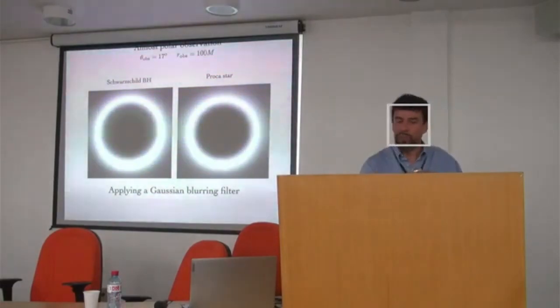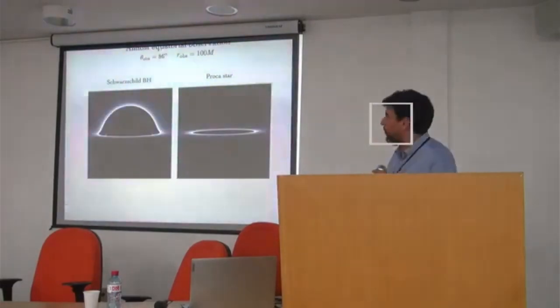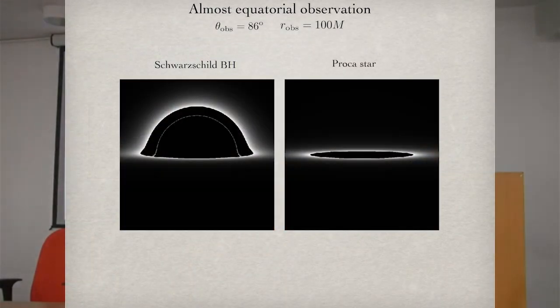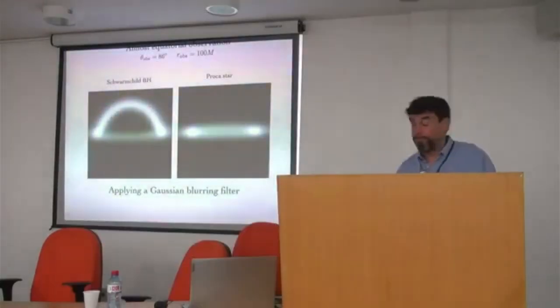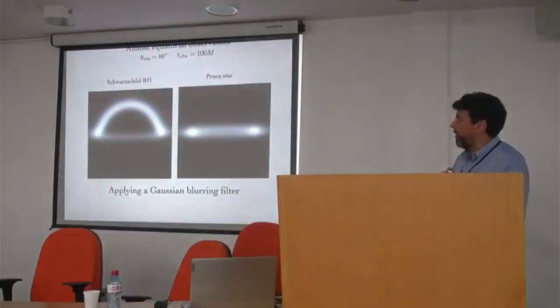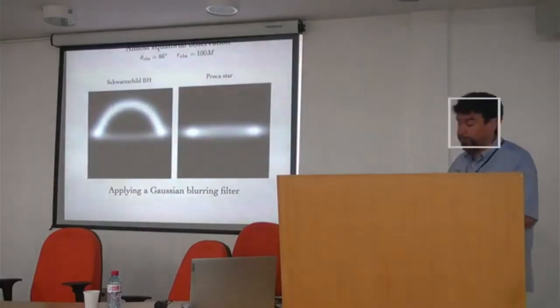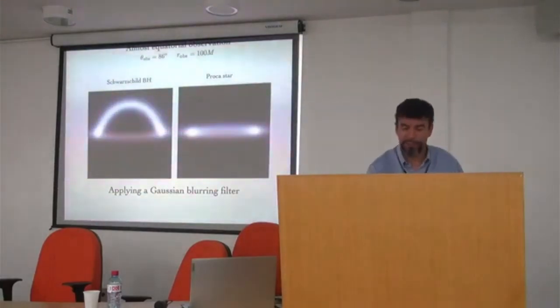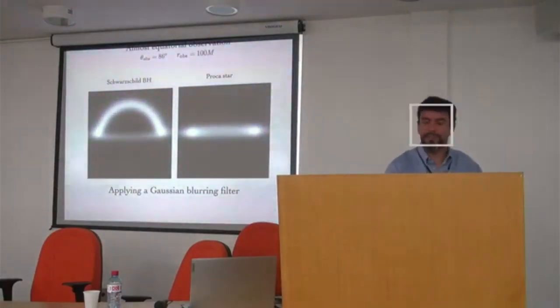And that's because you're looking in the right direction, because if you're looking in the wrong direction, which would be edge on, you see very clearly the differences. But because in the Proca case, it's not such a deep potential well, it's not such a compact object. It doesn't have light rings, in fact.